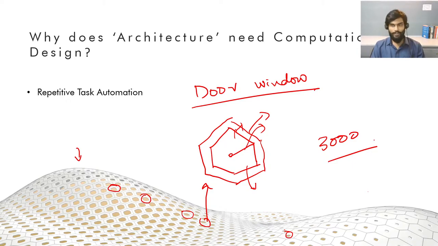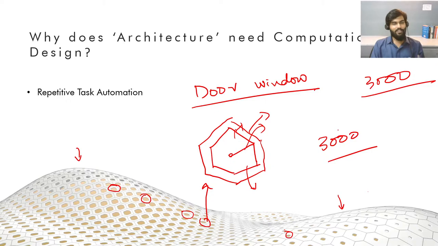I'll circle back to your question, Karan. Imagine that this building here has 3,000 different sized doors and windows. If you had to make all of these manually, it would probably take you a month to make, or 15 days, right? And if there is a change from the client's end where this entire design changes and there is a different set of 3,000 windows, what would you do? Quit your job?